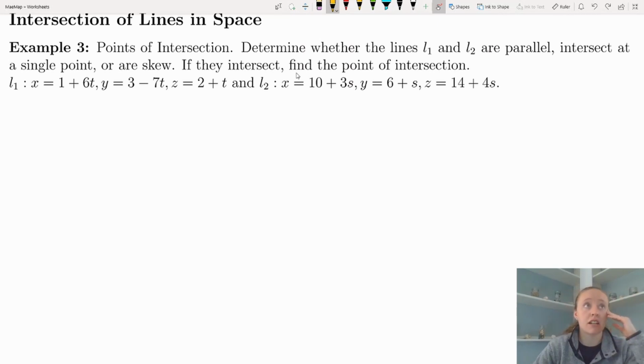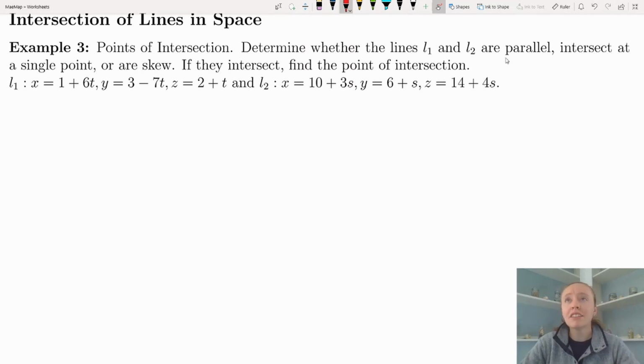So if we have L1 as x equals 1 plus 6t, y equals 3 minus 7t, and z equals 2 plus t, that is L1. So that is the parametric description of that line. And L2, we have another parametric description of the line. We're just changing up that variable a bit, so that variable is now going to be s. So we have x equals 10 plus 3s, y equals 6 plus s, and z equals 14 plus s.